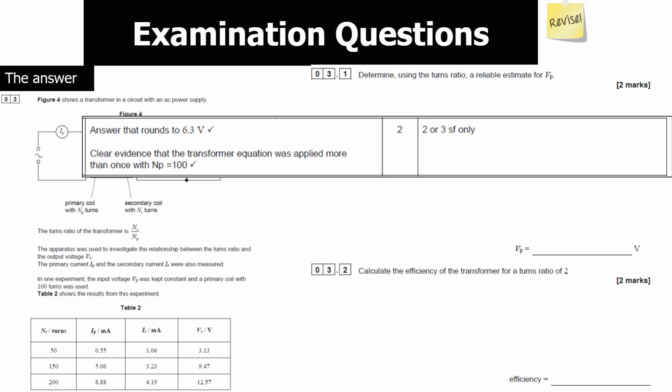Now in theory, for the turns ratio to hold, all 3 rows should give you the same value. So as a result, you should do it from all 3 rows and indicate that they should all be the same value in your working out.